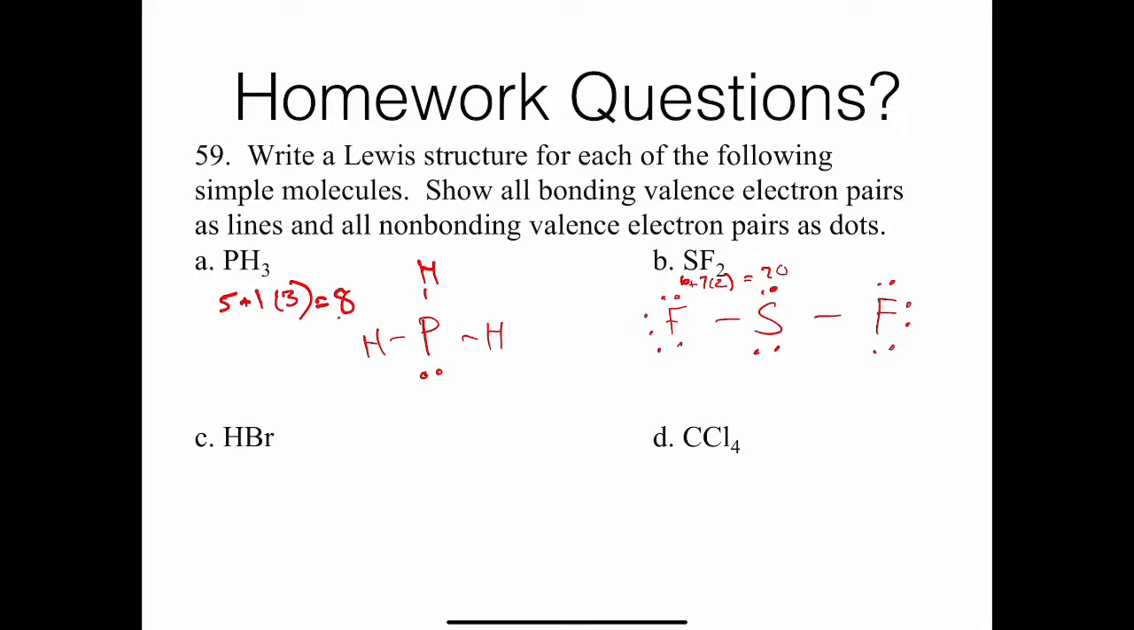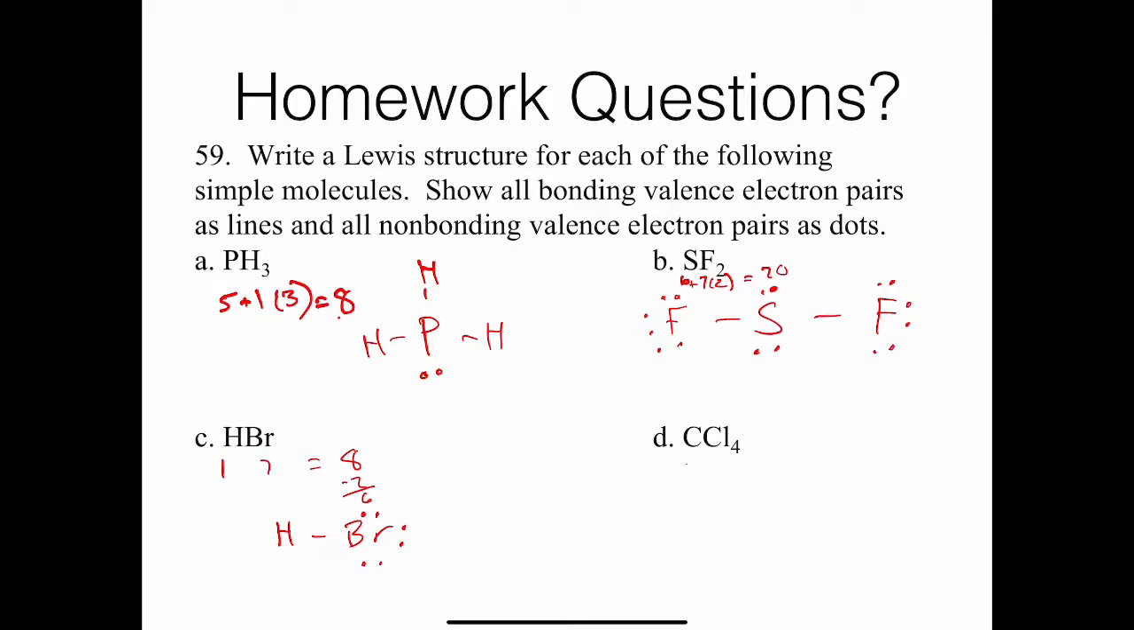HBr, hydrogen is in column 1, 1 electron in its valence shell. Bromine is in column 7, so again a total of 8. There's only one way to set these up, and that's to bind them to each other. We used 2 electrons to form the bond, so 8 minus 2, that gives me 6 left over. The only thing left to do is to put them around bromine in the form of lone pairs.